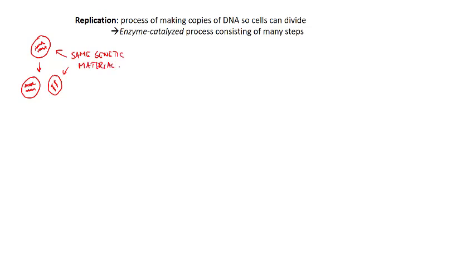So that means that if each cell is going to take in the exact same DNA that the parent cell had, then obviously we need to make a copy, because if we just pass DNA from one cell to the next, one cell would have DNA and the other one would not. So what ends up happening is a complete copy of all DNA molecules is made prior to cell division.